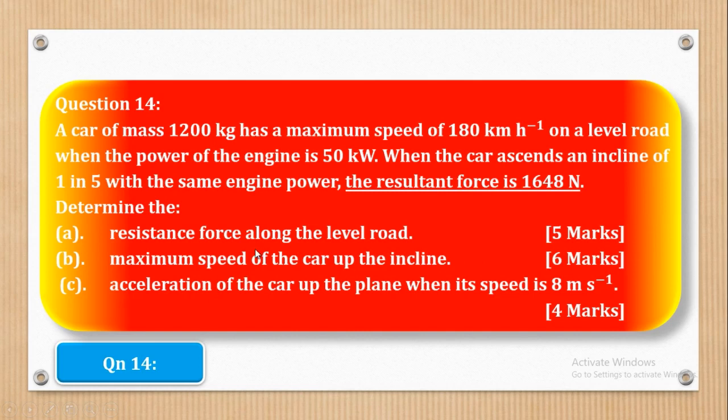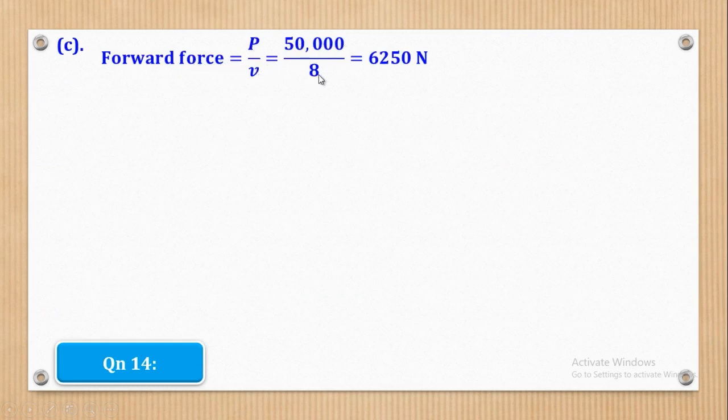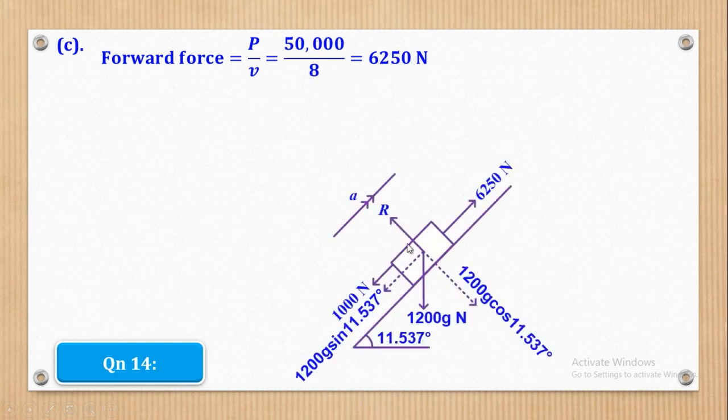So now we shall go to part C. In part C, they say find the acceleration of the car up the plane when its speed is 8 meters per second. So we know that when the speed is 8, the forward force will be power over speed, which is 50,000 over 8 to give you 6250 newtons.